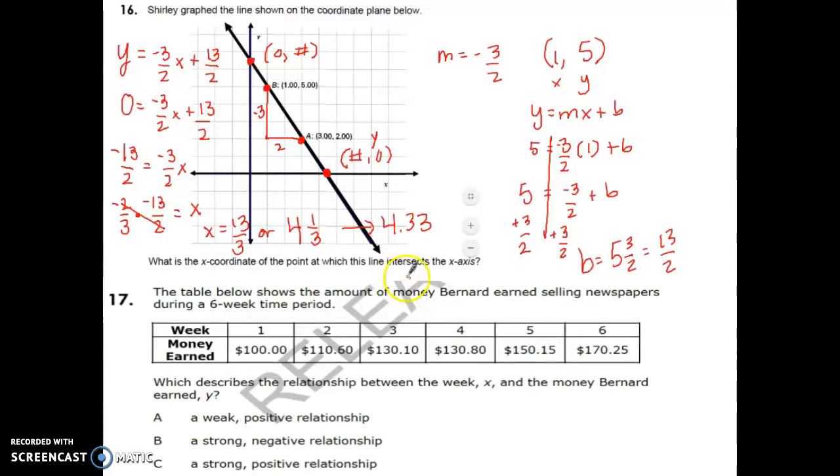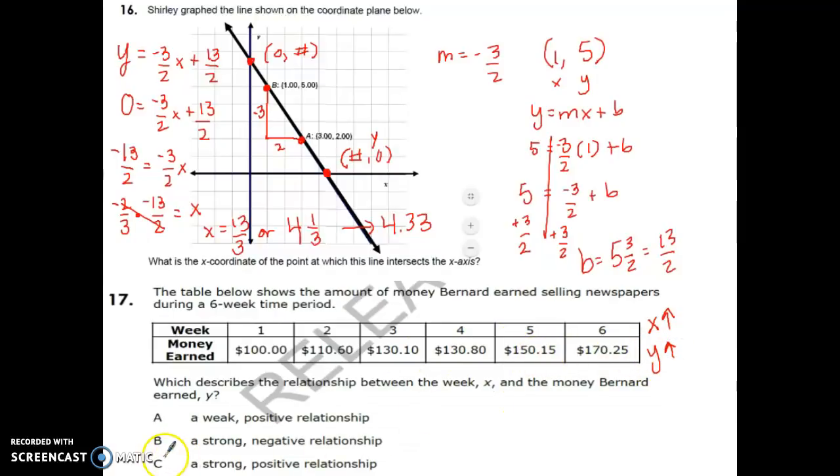The table below shows the amount of money Bernard earned selling newspapers during a 6-week time period, which describes the relationship between the week X and the money Bernard earned Y. So, weak positive relationship, strong negative relationship, strong positive relationship. Well, as we can see, as the X's increase, the Y's, 110, 130, 130, and 70 cents increase, 150. Y'all, this is a strong positive.